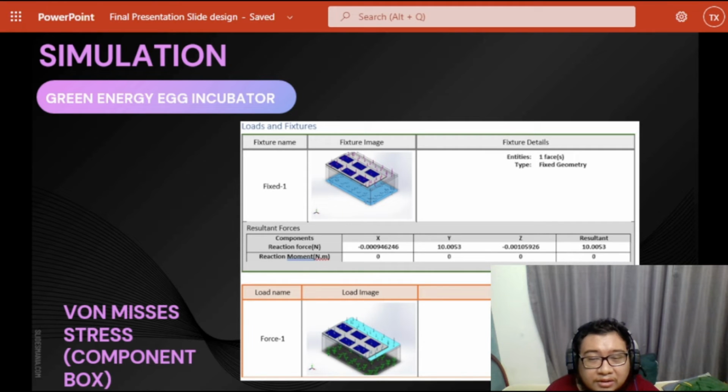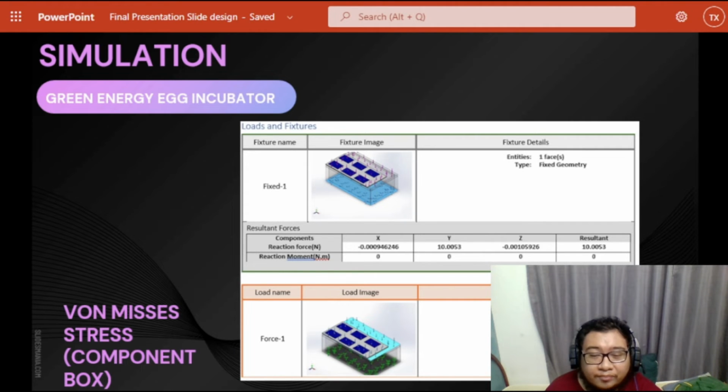So for the load and fixture, the fixture detail, entity, is one face from the top to the bottom, and the type is fixed geometry. So the resultant force, the reaction force for X is negative 0.000946246. As for the reaction force at Y, it is 10.0053. As for Z, the value is negative 0.00105926.